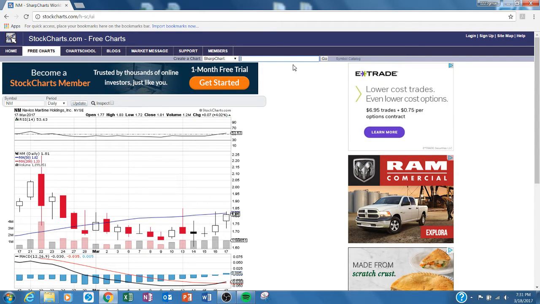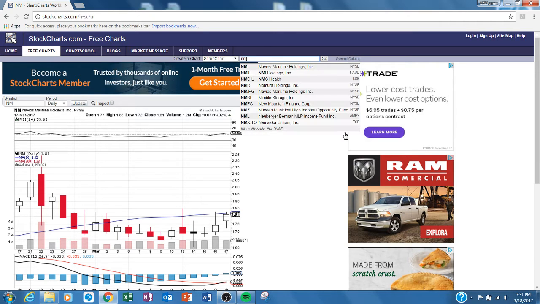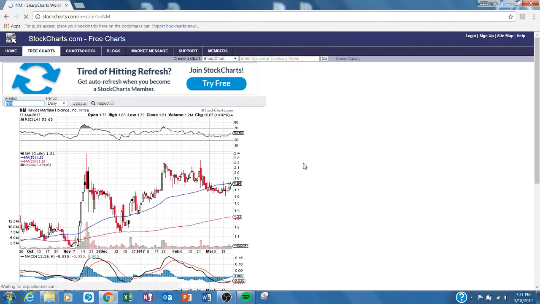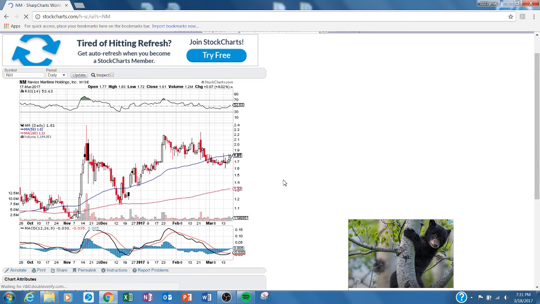But you basically enter your stock up here. The stock I traded was NM, so you just type NM and all your options will come up here if that's related to an NM name stock. You just select on it here. It always pops up with a 6-month chart first.